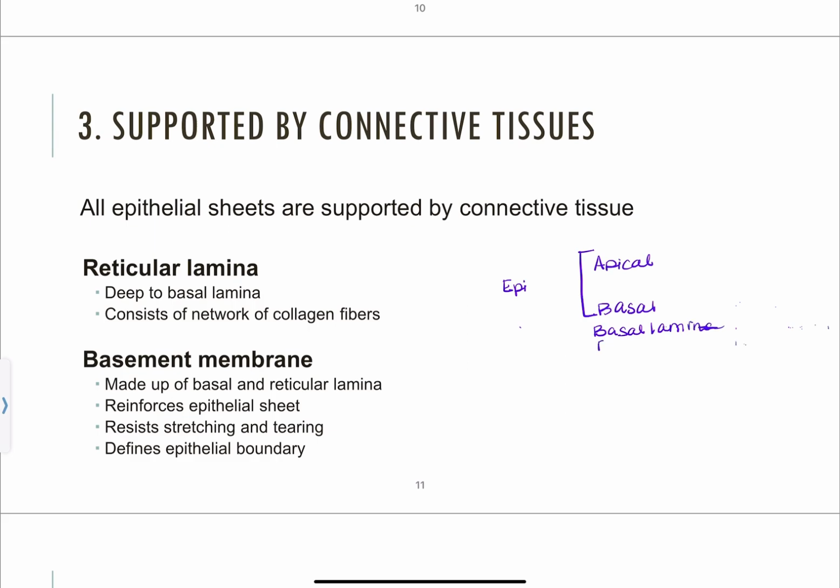Okay. And then we have a reticular layer underneath that. Collectively, the basal lamina and the reticular lamina make up the basement membrane. And then directly below the basement membrane that's separating the epithelial tissue, we'll have some sort of connective tissue. The whole purpose of the basement membrane is really just to help reinforce the epithelial sheet and help resist stretching and tearing between the two tissues. So it helps connect them together.